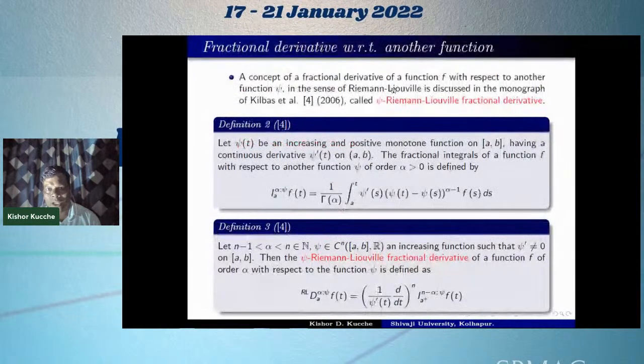has appeared in the monograph of Kilbas, and we call it the psi Riemann-Liouville fractional integral. This is the definition of the psi Riemann-Liouville fractional integral, and this is the definition of the psi Riemann-Liouville fractional derivative. For that, we require psi to be an increasing positive monotone function on the closed interval, which has a continuous derivative, so that this fractional integral exists.